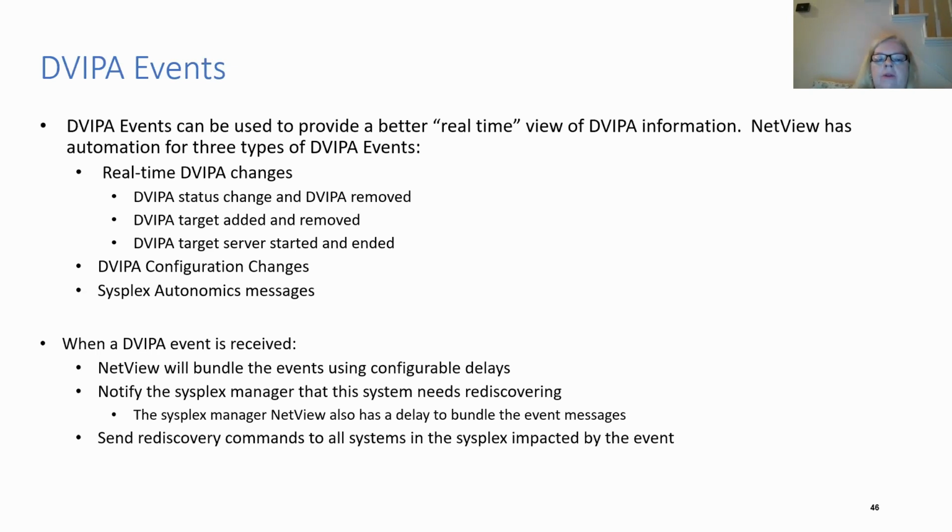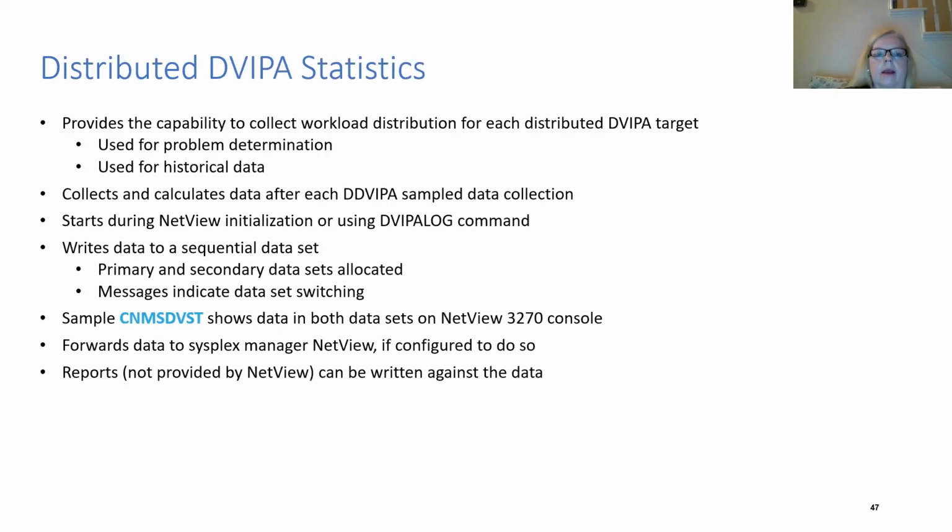And we keep a list of all the systems in the Sysplex that seem like they need to change. There's an algorithm that figures that out. So sometimes it might be just 2 systems in the Sysplex. Sometimes it might be all the systems in the Sysplex that get rediscovered and your data updated. And lastly, we have something called distributed device statistics. What this does is collect all the distributed device, Sysplex distributor and target, and health information.